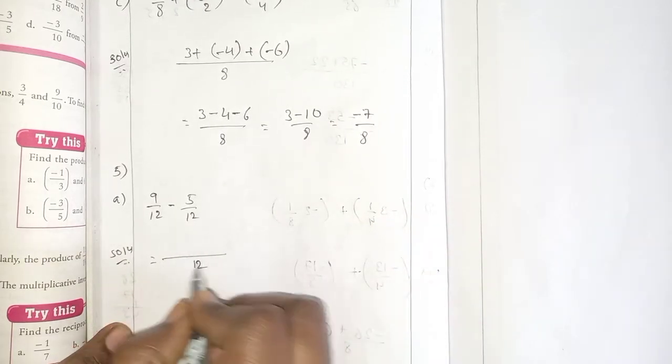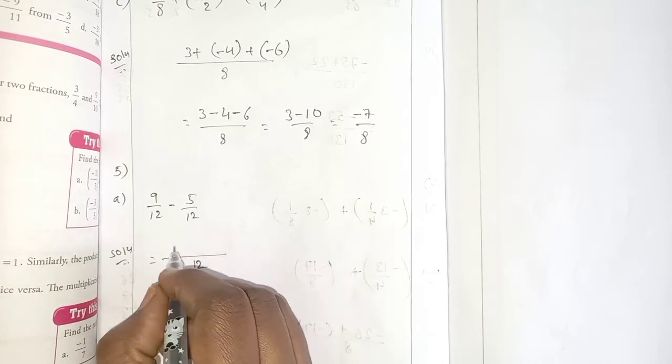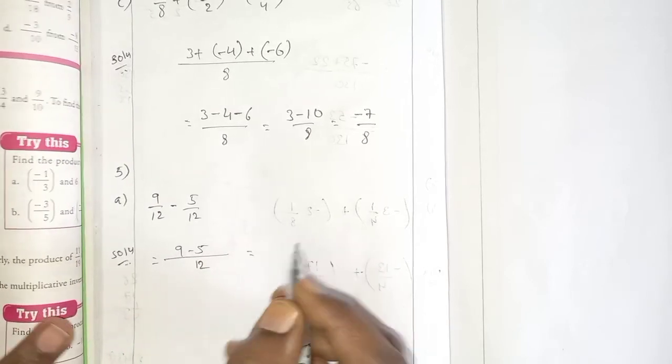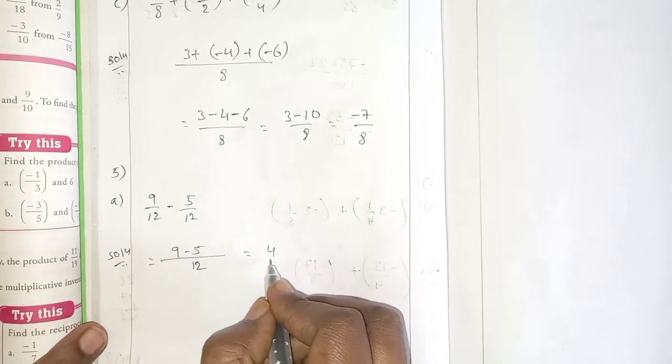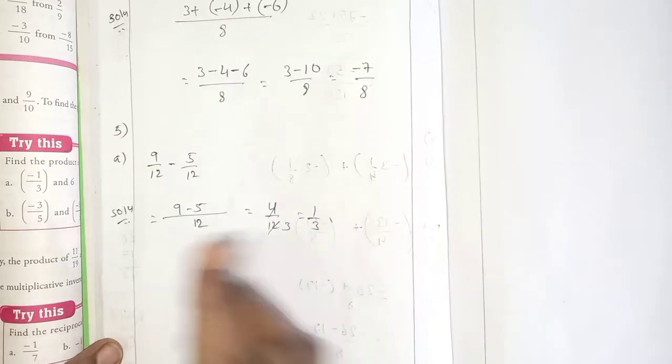Okay. So both the denominators are the same, so the LCM will be 12. 9 minus 5, 9 minus 5 is 4. 4 by 12. 4 ones, 4 threes. The answer is 1 by 3.